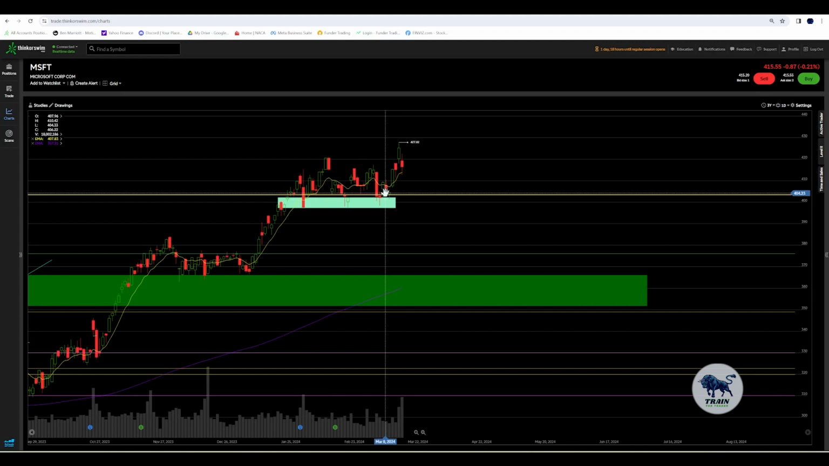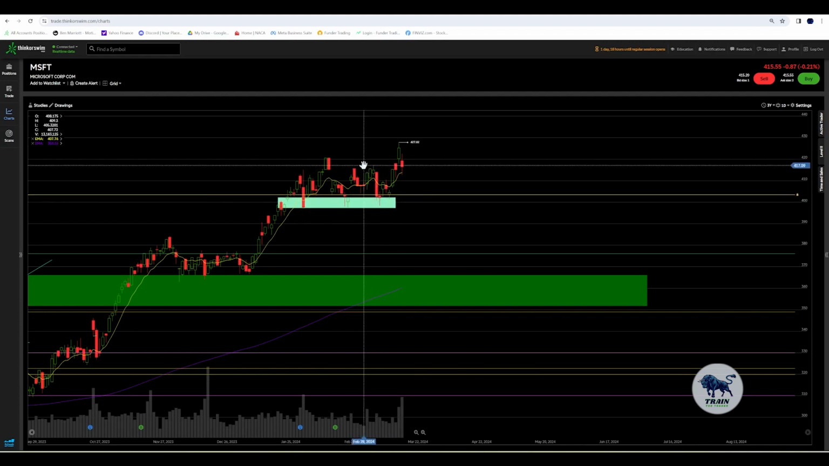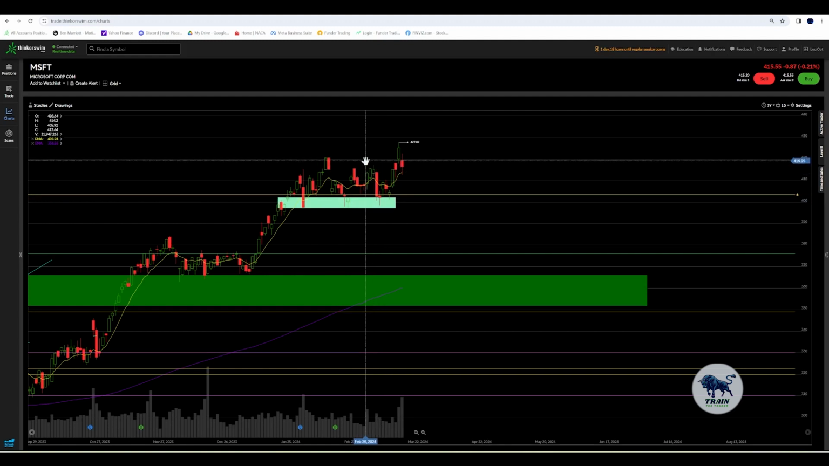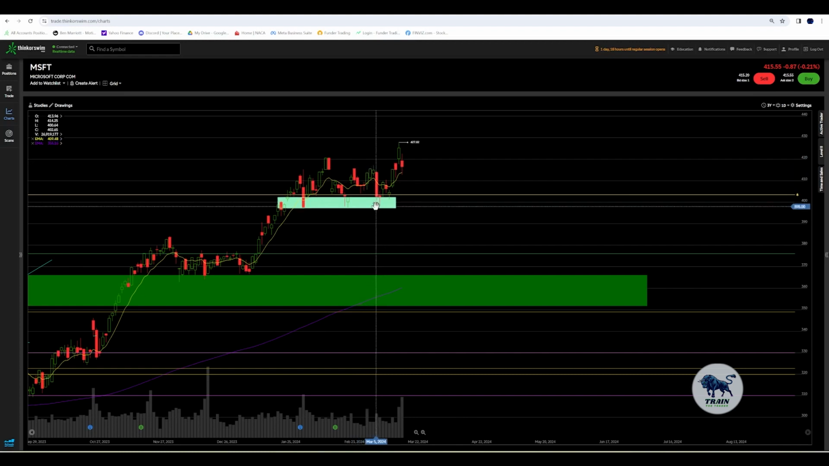And I bought a 412 call because I'm anticipating the price to get back to at least this last resistance zone here at 417. So I bought a 412 call. It was within my funds, made it happen, right?